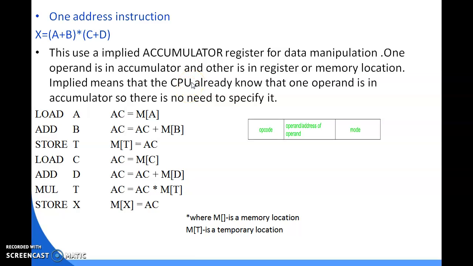But the problem for the processor is that one operand is already known to be in the accumulator, and there is no need to specify it. Whatever is stored within the accumulator, there is no need to express that. The problem is that the other data is stored within a register or a memory location. So here we are going to discuss one example, x equal to (a plus b) into (c plus d).